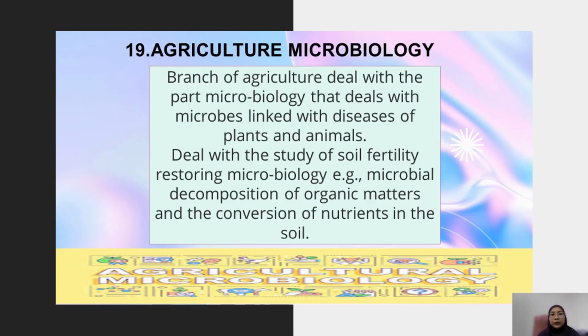So agriculture microbiology, which is a branch of agriculture, deals with the part of microbiology that deals with the microbes linked with disease and also plants and animals. It deals with the study of soil fertility, soil microbiology, microbial decomposition of organic matter, and also the conversion of nutrients in the soil. So in microbe study, scientists or researchers try to find anything that causes the microbe, the way of the infections.